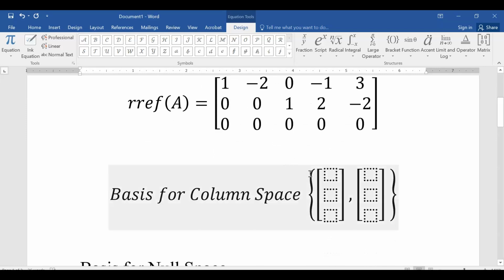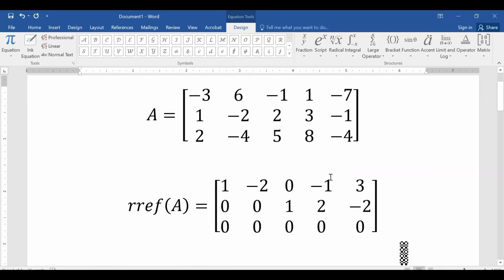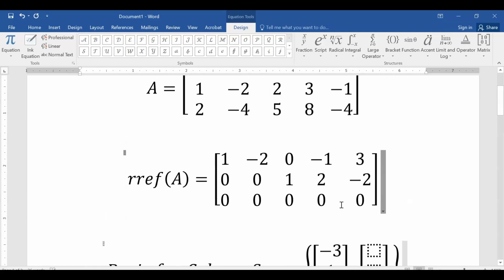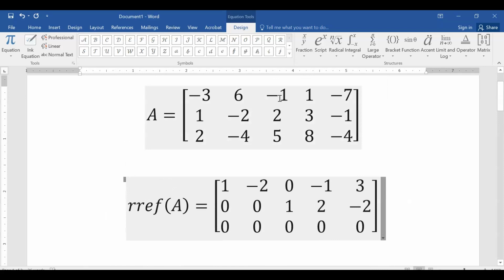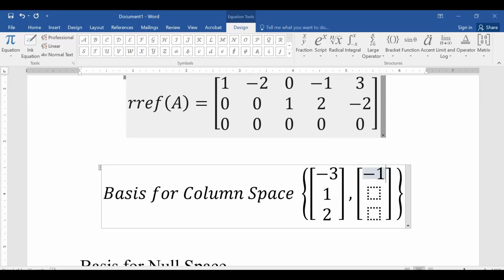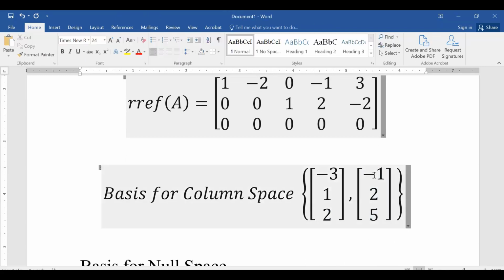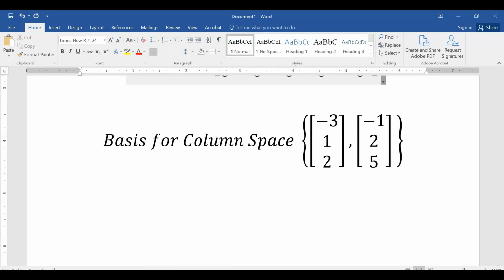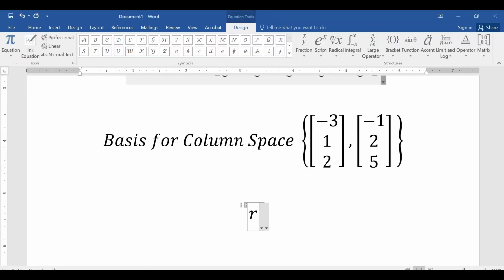So the basis for my column space is going to be my original column 1, which was -3, 1, 2, and then my original column 3, -1, 2, 5. And all other columns can be written as a linear combination of those two. That means that the dimension of the column space, or the rank of A, is 2.